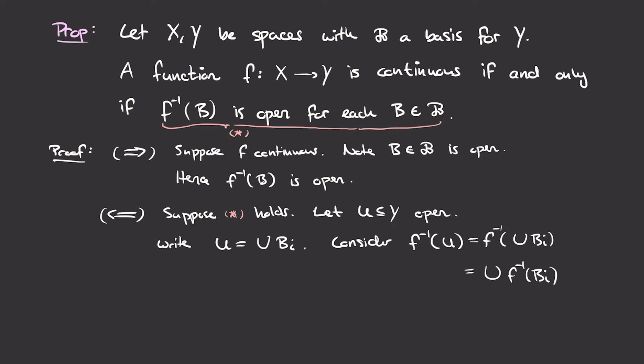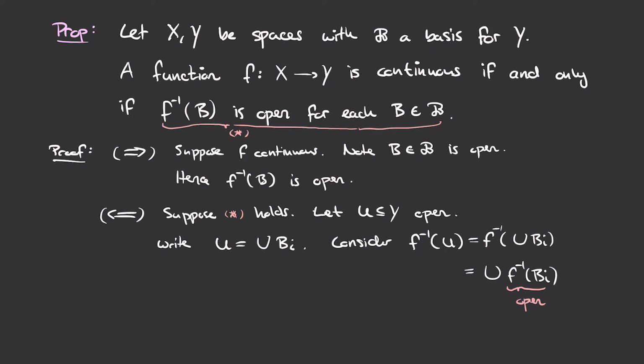Just as a reminder, preimages are compatible with pretty much every set operation, including unions, and if you don't immediately recall why this is the case, you should quickly check it for yourself, but it's a very quick and straightforward proof. In any case, we've now managed to write the preimage of U as a union over these preimages of the Bi's, which by our assumption star are open.